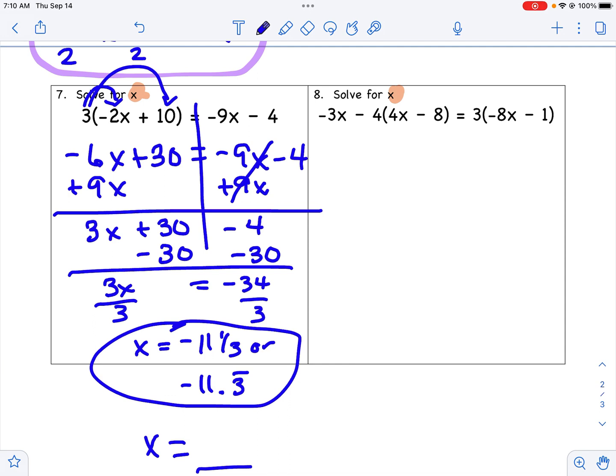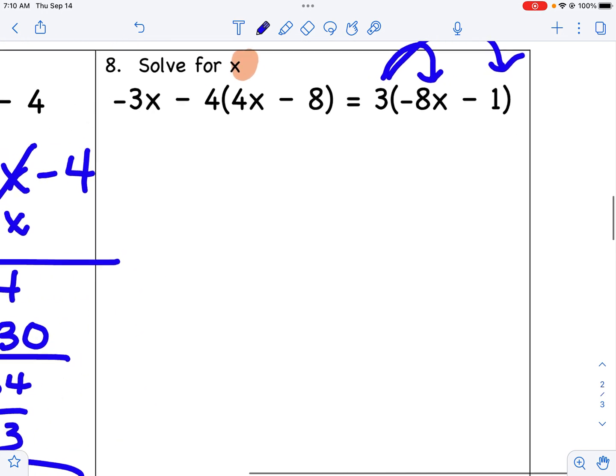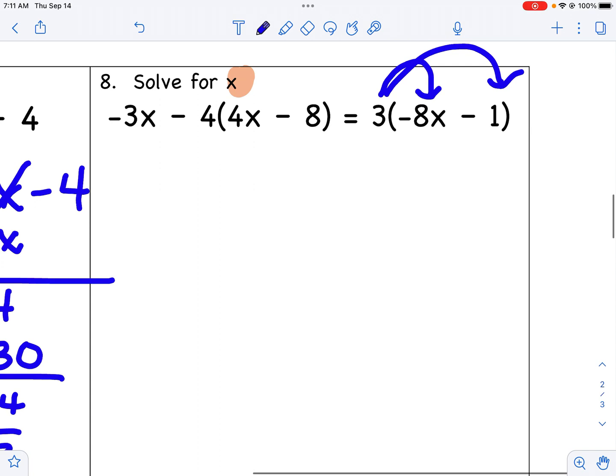All right, so let's try the same thing on this one. You can see there's a few extra steps. It has a lot more letters in it. So what we're going to do is, again, start with the question. If there's parentheses, we're going to take care of those first. So I'm going to actually start over here. 3 times negative 8 is negative 24x, and 3 times 1 is minus 3.